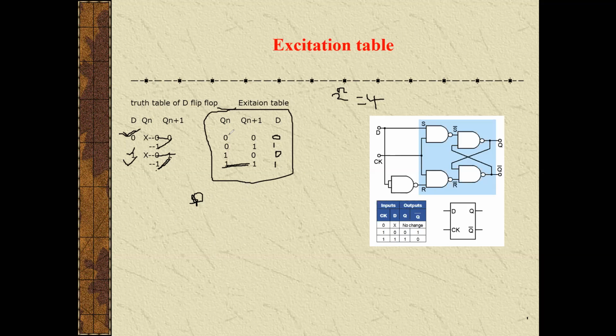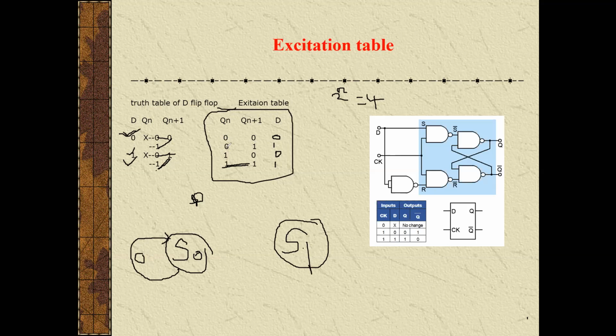See here, there are two states, one is 0 and another is 1. So how the state will change, we will see here. The state is changing from 0 to 0. At what input? At the input 0. If D is 0, the state remains the same.